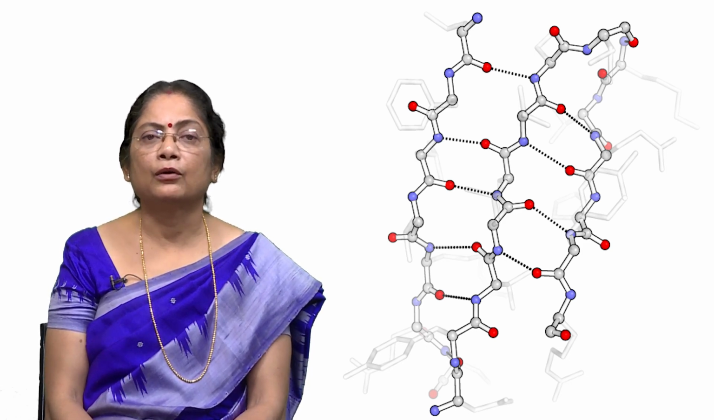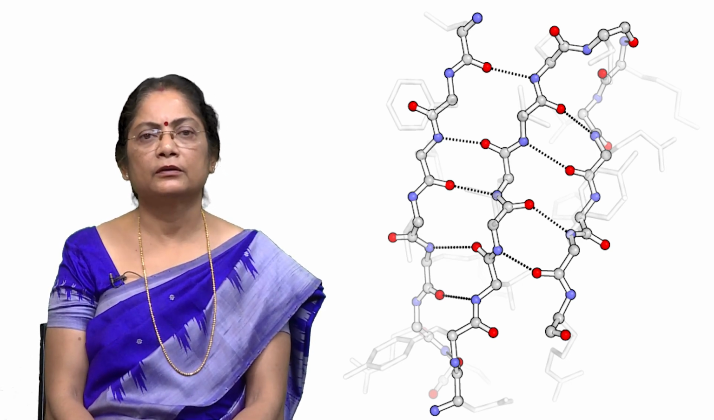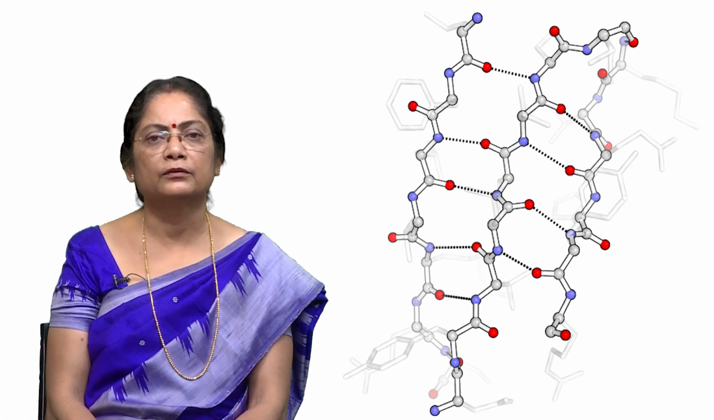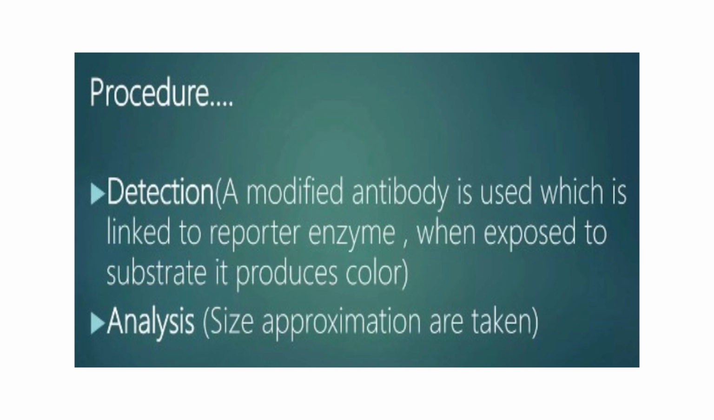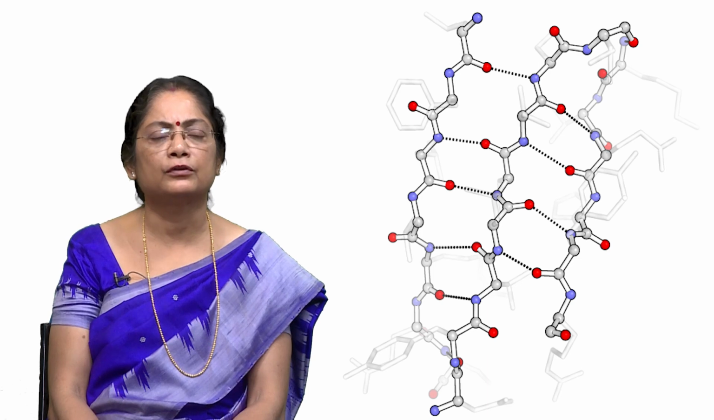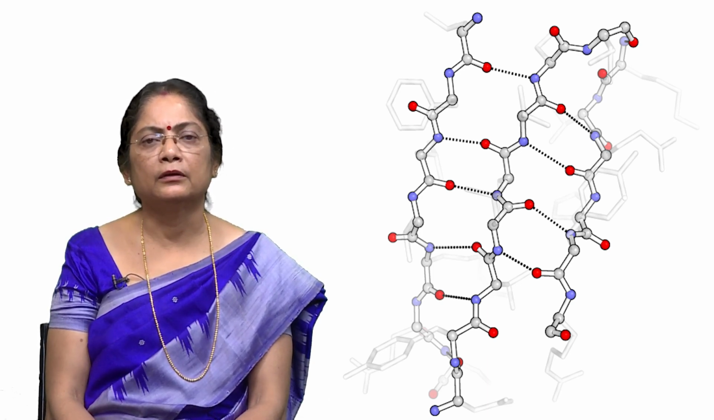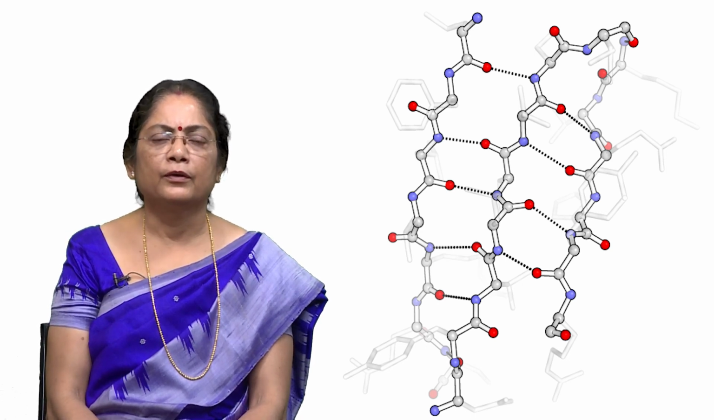After the blocking process, we have to detect. We can detect it by a probe. And what is a probe? It is an antibody which has been raised against the protein in question, the protein which we want to analyze. For detection, a modified antibody is used which is linked to a reporter enzyme, and when exposed to the substrate it produces a color. That means we use a chromogenic substance which we can analyze by the color change. If the probe is an antibody, it reacts with the protein of interest and detects the molecule.